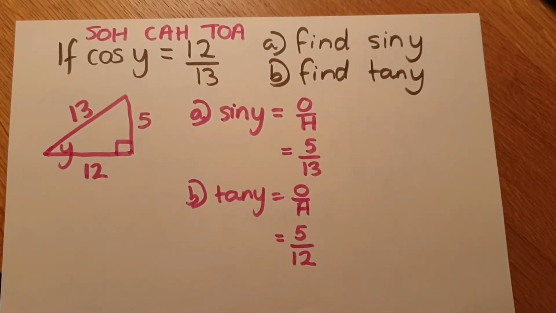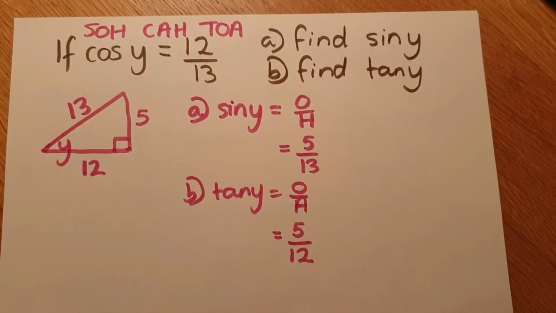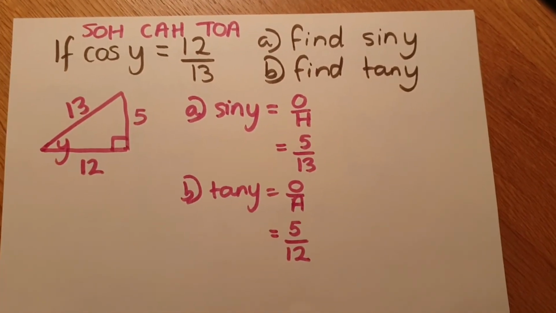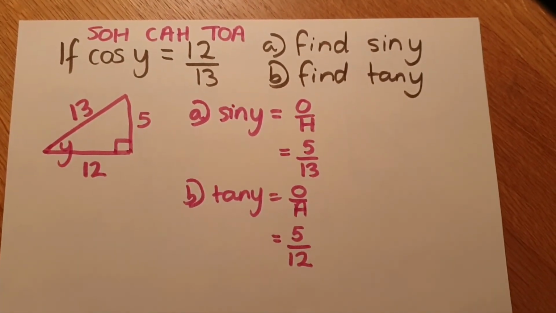So if you get something like that, just draw yourself a right angle triangle, put in what you know, use Pythagoras to find the third side, and then just remember your SOHCAHTOA.